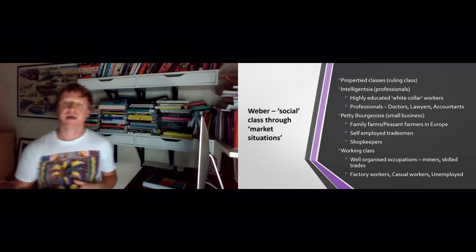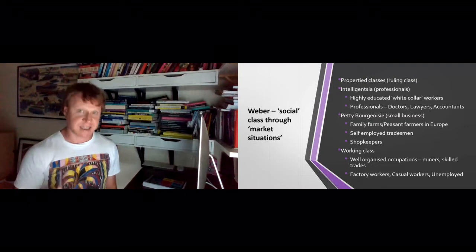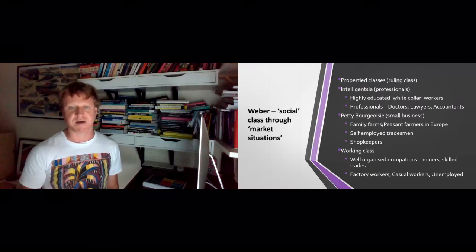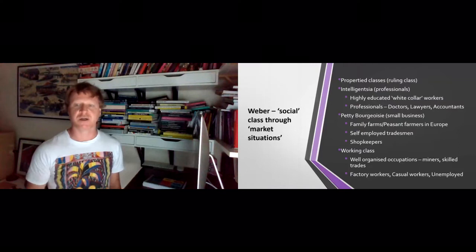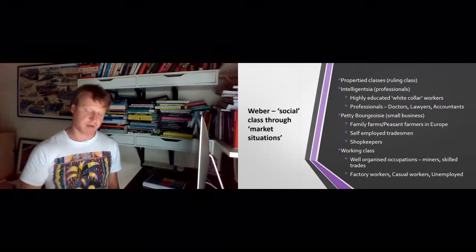So Weber has this kind of more structured, with more levels of classes. There's the ruling class still up there owning all the stuff, but then there's what he called the intelligentsia professionals, highly educated white collar workers, professionals such as doctors, lawyers, and accountants. The petty bourgeoisie, people that have small businesses such as farms, self-employed, tradies or whatever, shopkeepers, move down into the working class. And even there's kind of levels in that. Well-organized occupations that have large unions, miners, skilled trades, stuff like that. And then factory casual workers and unemployed. So Weber sketches out a more complex, multi-layered level of class analysis.